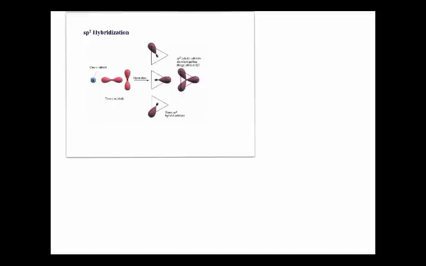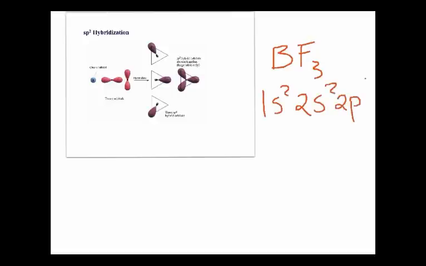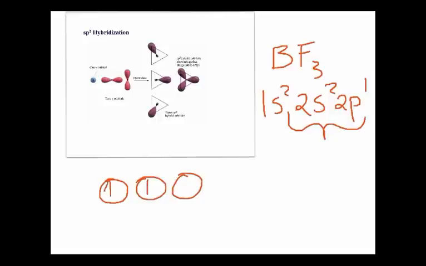The hybridization for BF3 would look something like this. Boron is 1s2, 2s2, 2p1, and we know it forms three bonds. So what happens in this case is these electrons rearrange and form three orbitals that look like this, and each orbital has a single electron. This is a combination of one s and two p's, so this one is called sp2 hybridization.